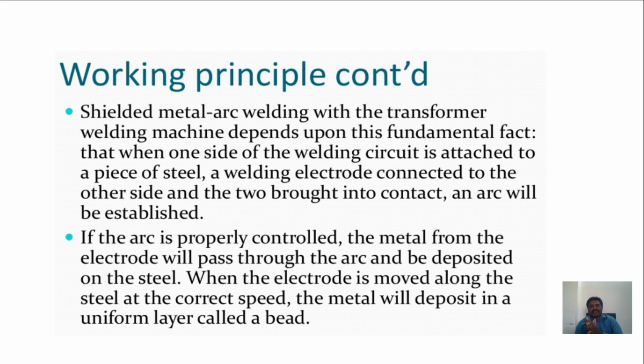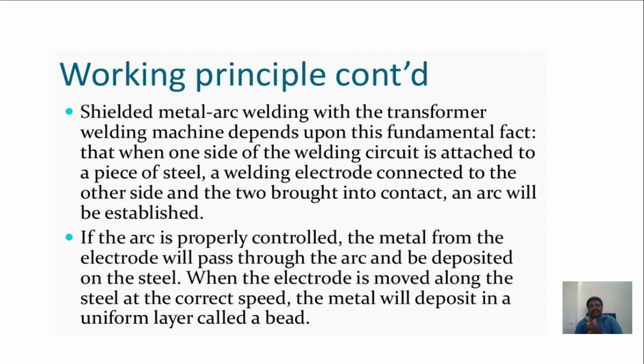When the electrode makes contact with the welding zone, the workpieces, a weld will be formed. If the arc is properly controlled, metal from the electrode will pass through the arc and be deposited on the steel, or mild steel, depending upon the ferrous material.